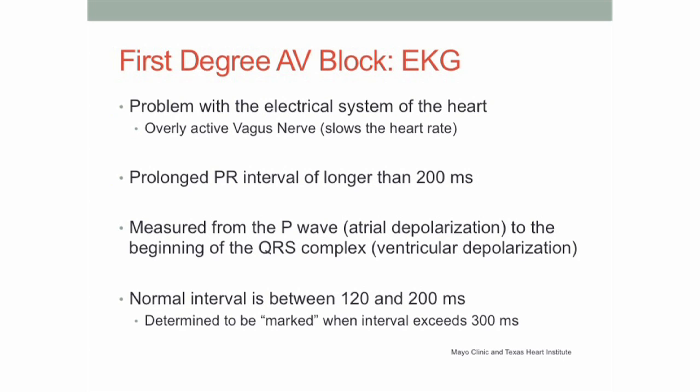When we look at the EKG, what we look for is a prolonged PR interval of longer than 200 milliseconds. This is measured from the P wave, which is the atrial depolarization, to the beginning of the QRS complex, which is the ventricular depolarization. A normal interval is between 120 and 200 milliseconds. The problem is determined to be marked when the interval exceeds 300 milliseconds.